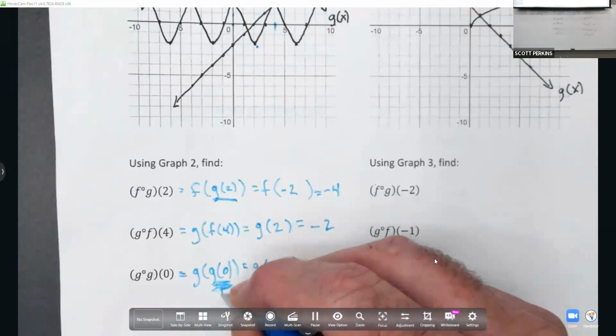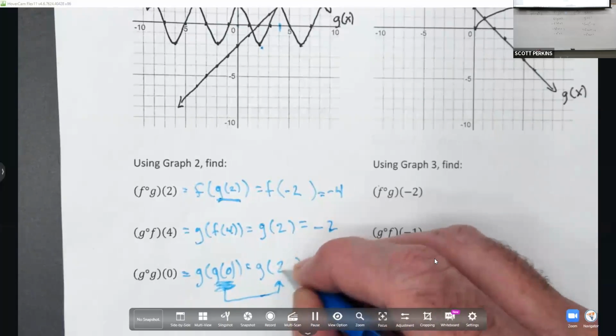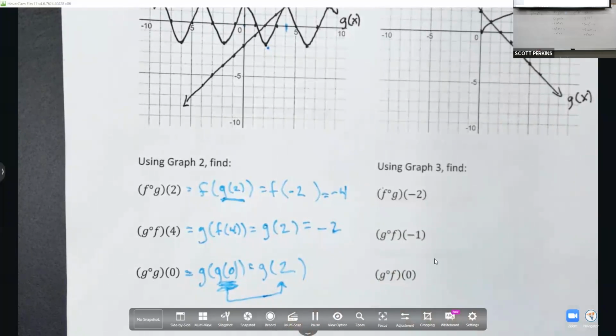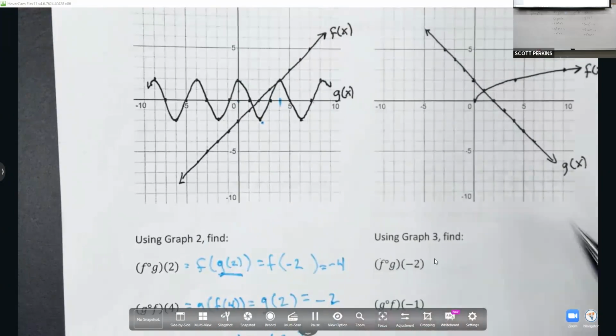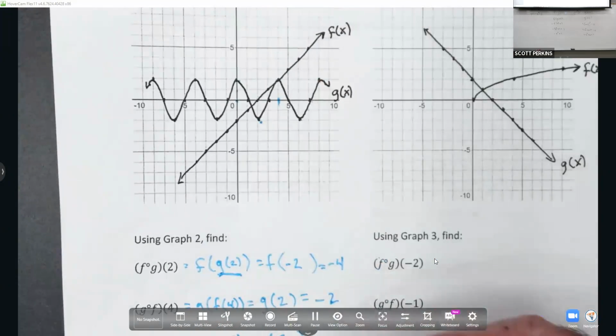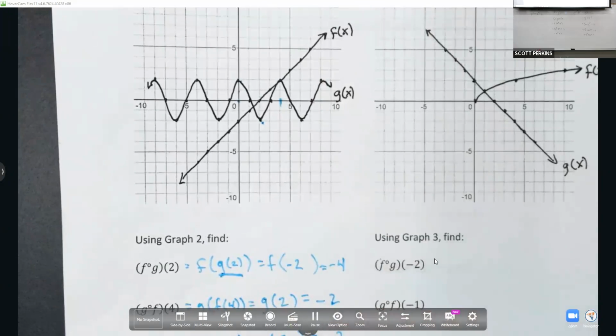So I'm going to take that g of 0 and I'm plugging it in right here, 2. And now we're just doing the same thing we did before, but now instead of using the function f, we're using the function g again. So what is now the function g evaluated at 2? So what do we get? -2. That's the third time that's occurred in our problems.